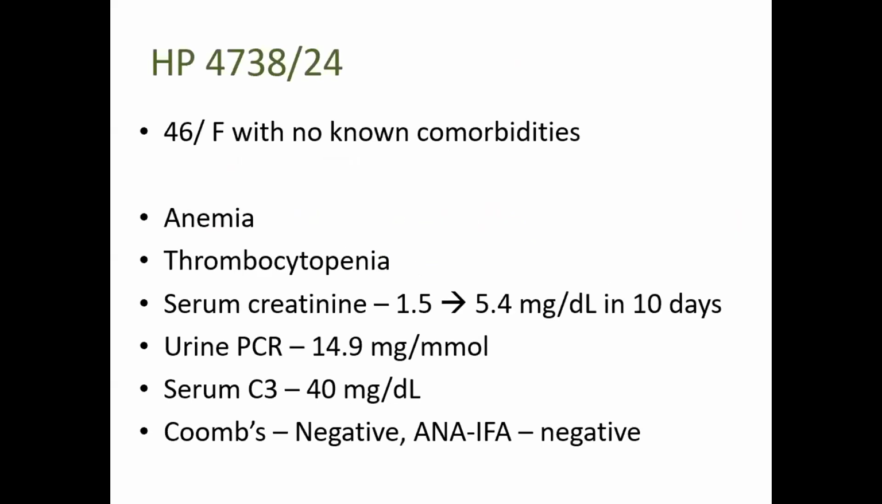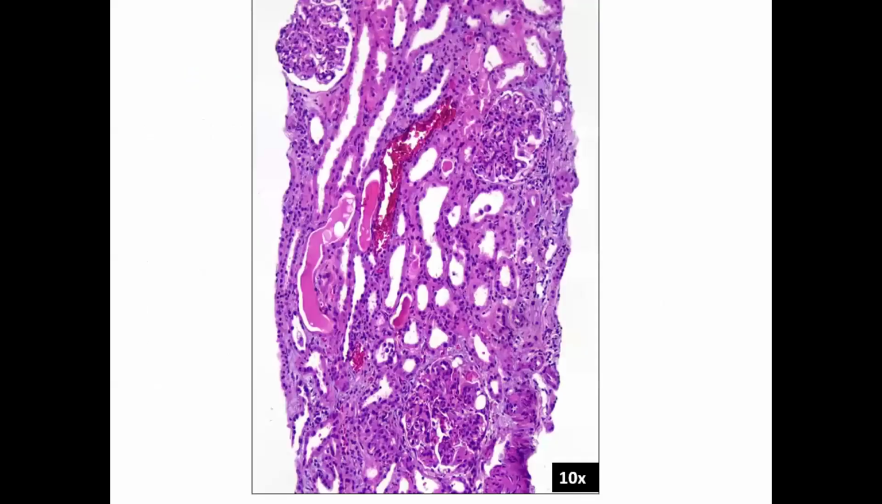This was another case that we received in the medicine department, a 46-year-old female with no known comorbidities who presented with anemia and thrombocytopenia, and her serum creatinine was 1.5 initially, which increased to 5.4 in 10 days. Urine PCR was 14.9, serum C3 was low, and the Hams test was negative, and ANA-IFA was also negative.